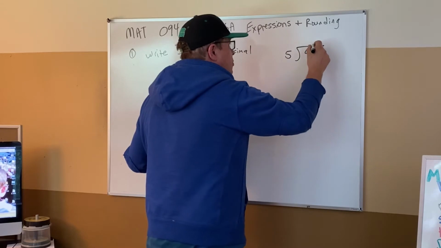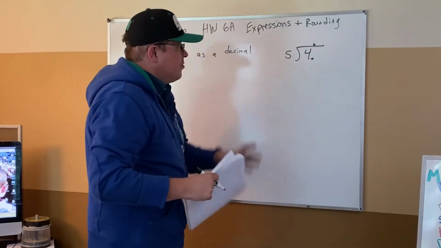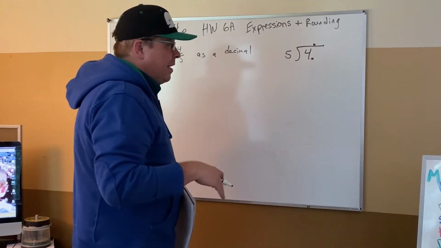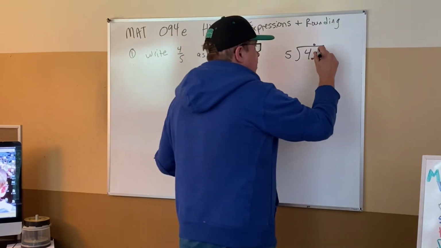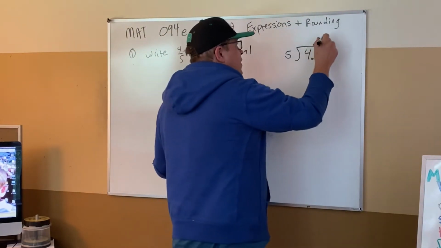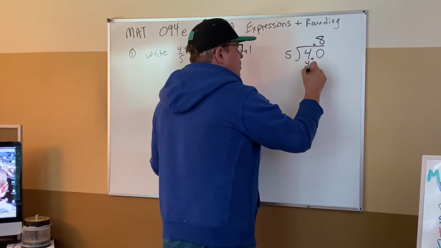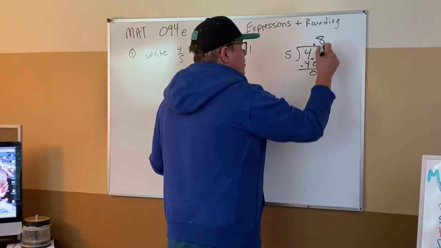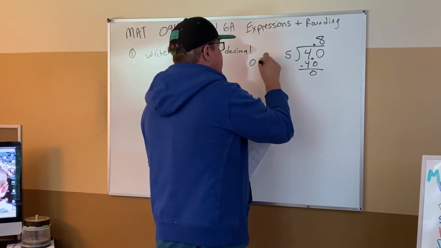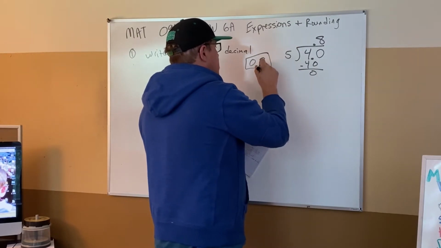I'll put a decimal point behind the 4. 4 is too small to divide by 5, so I have to make it 4.0. I'll put the 8 up here because I know 40 is 8 times 5. Go 8 times 5, create my 40. 0 remainder, answer 0.8. You don't have to put the decimal behind the 0.